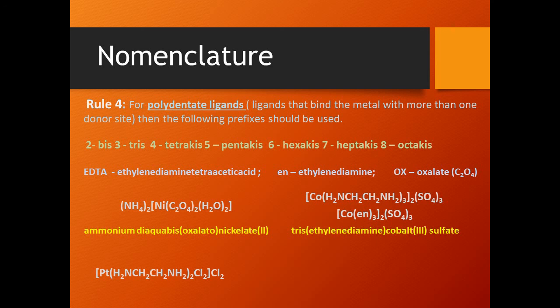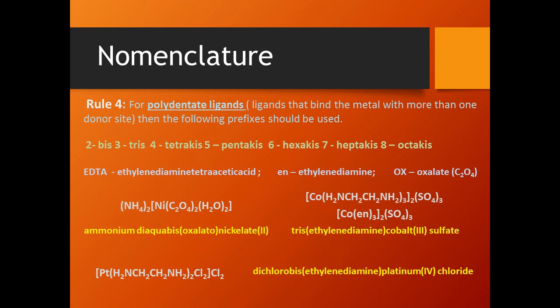The final example is [Pt(NH2CH2CH2NH2)2Cl2]Cl2. This is again a cationic complex. The name starts with platinum, the cationic part. Chlorine is one ligand and ethylene diamine is one ligand. So chlorine comes first, because alphabetically C comes before E. The complex name is dichlorobis(ethylene diamine)platinum(IV) chloride. Do not use diethylene diamine; instead you have to use bis.